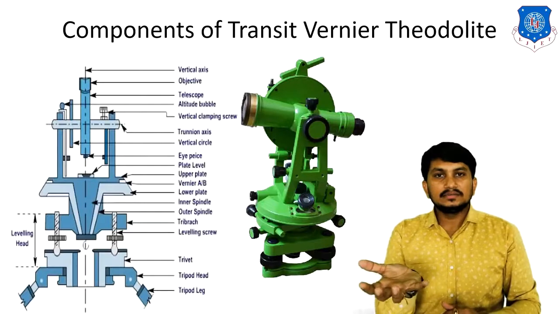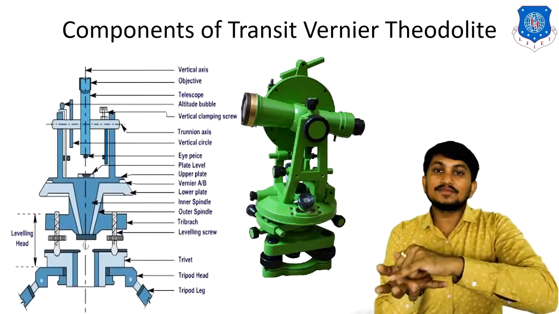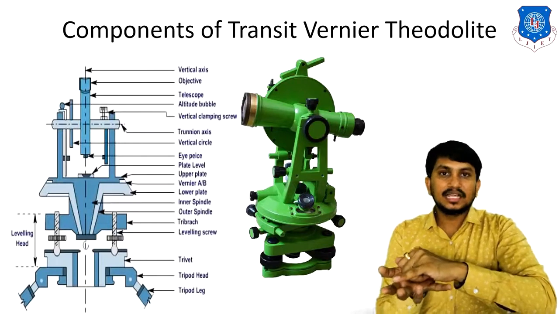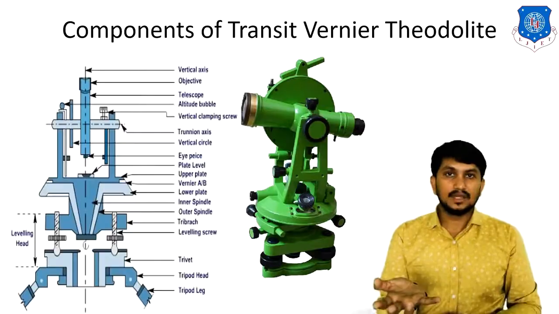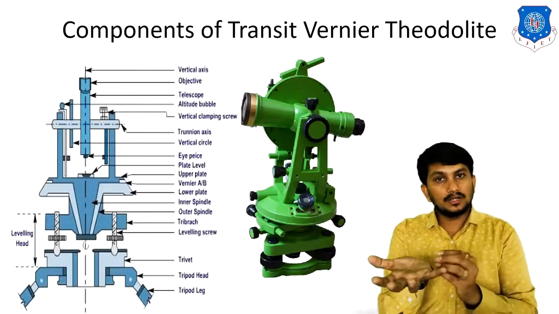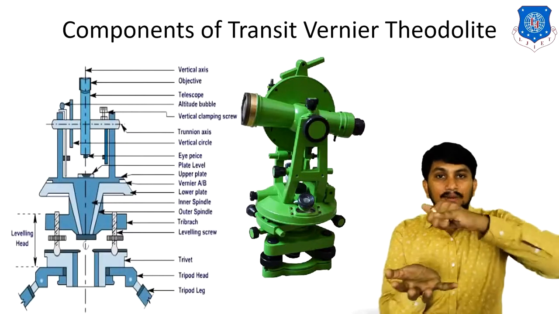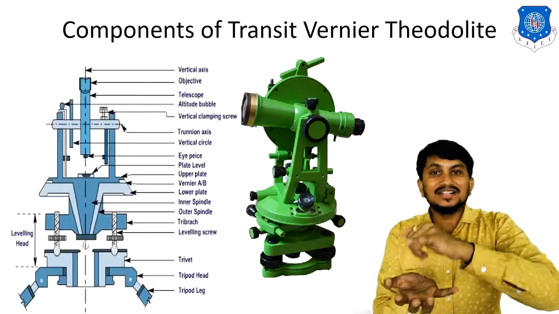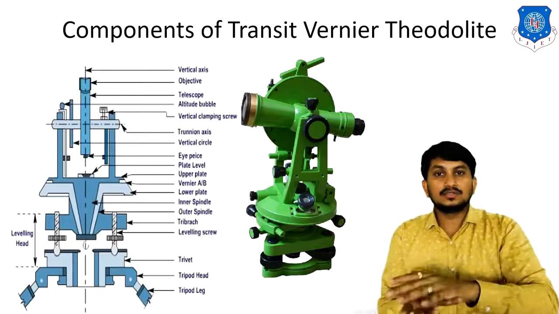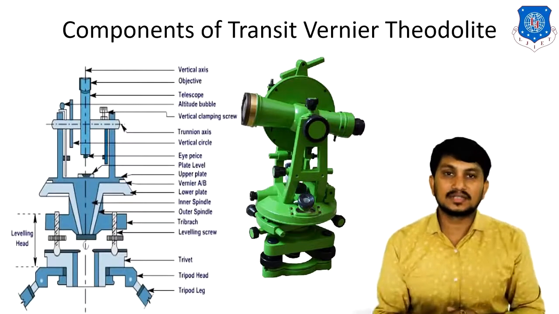These two plates can be rotated with the help of clamp screw and tangent screw. There are two clamp screws and two tangent screws. In the lower circular plate, one lower clamp screw and one lower tangent screw are attached. In the upper circular plate, one upper clamp screw and one upper tangent screw are attached. These screws help to rotate these plates about the horizontal axis.